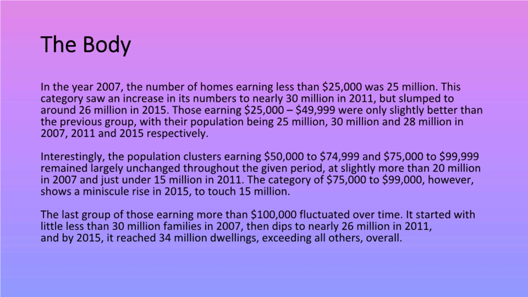Those earning $25,000 to $49,999 were only slightly better than the previous group, with their population fluctuating around 25 million, 30 million, and 28 million in 2007, 2011, and 2015 respectively.